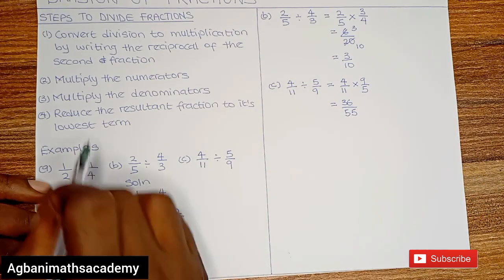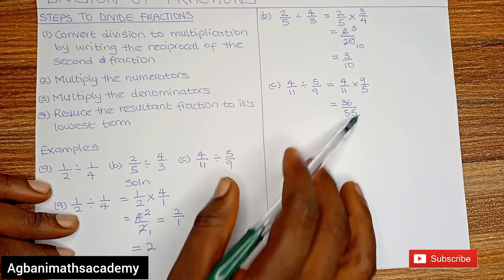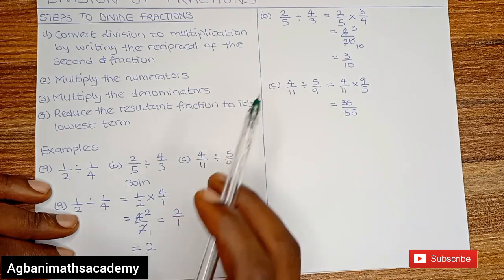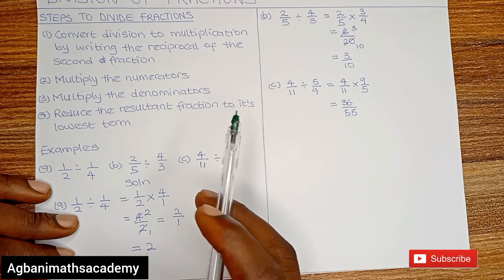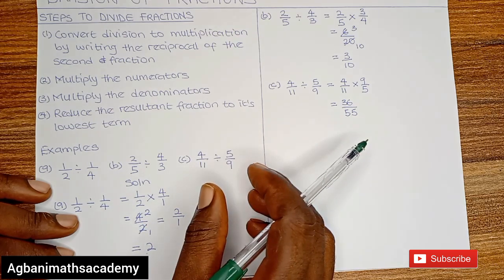So the fourth step says reduce the resultant fraction to its lowest term. So we check 36 and 55. Do they have any common factor? The answer is no. This means our final answer is 36 all over 55.